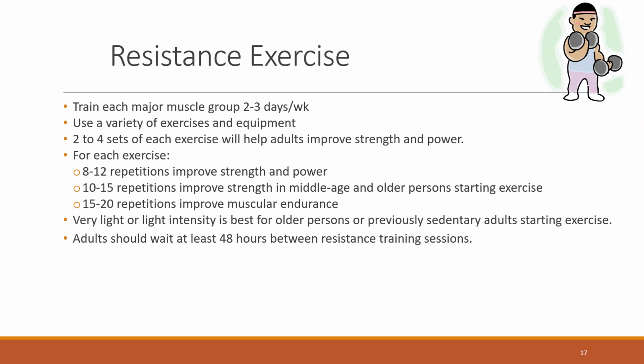As far as sets, 2 to 4 sets helps most adults improve strength and power, but you could start with 1 set initially and then progress to more sets as you become better trained. It's okay to start with very light or light intensity for older adults or previously sedentary adults starting exercise, and adults should wait at least 48 hours between resistance training sessions, and really everyone should wait, especially if the intensity is higher.